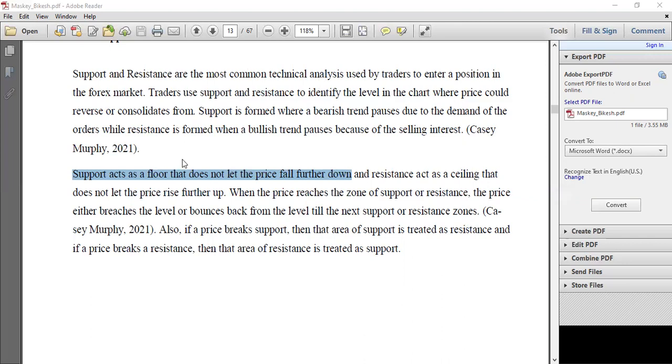All right, the next one we want to look at is resistance. What is resistance? Resistance acts as a ceiling that does not let price rise further up. Resistance is always like a ceiling. It doesn't allow price to keep rising further. When the price reaches the zone of support or resistance, price either breaches the level, or bounces back from the level to the next support or resistance. That was exactly what I told you guys.